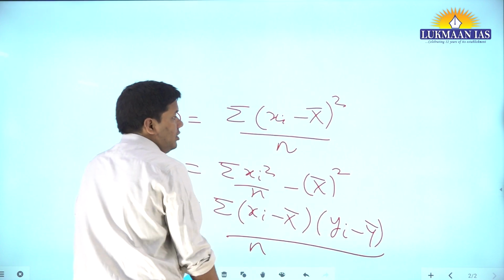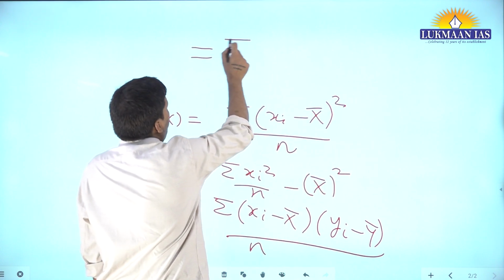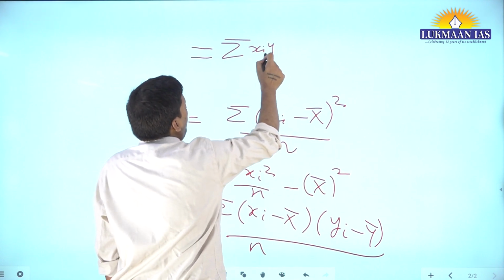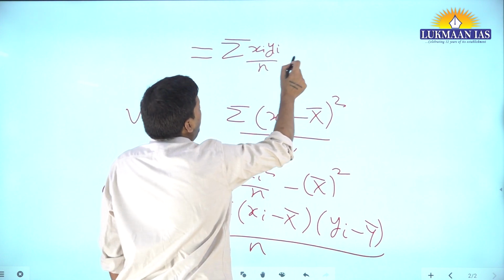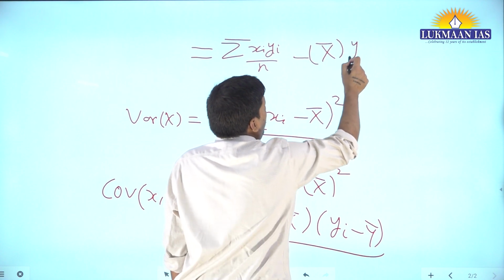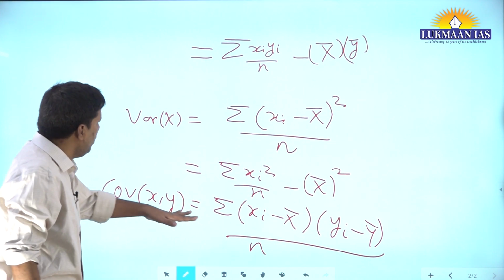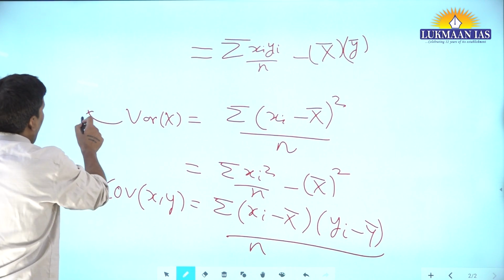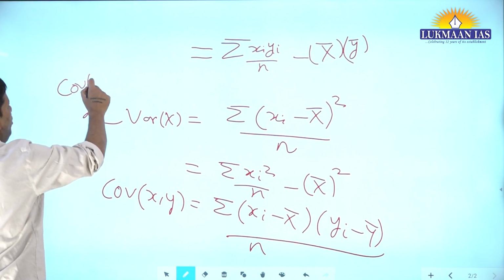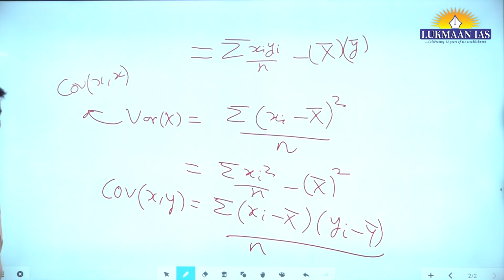Right, and you can expand this formula. How will you write it? Sigma xi yi upon n minus x bar y bar, not whole square. See, let's say variance: I can also write it as covariance of x comma x. There is no difference between variance and this.